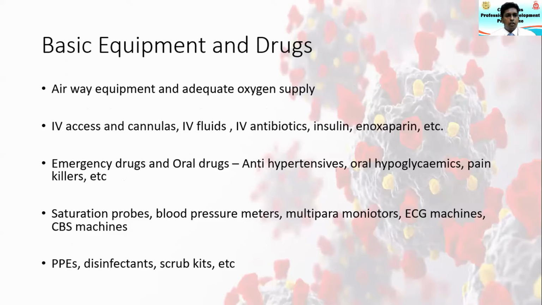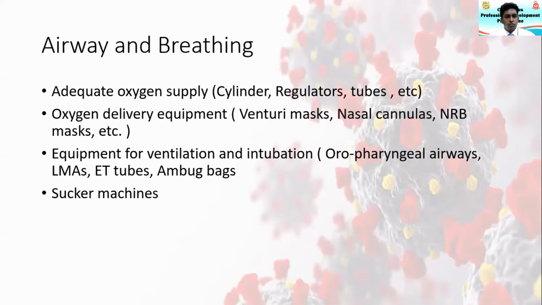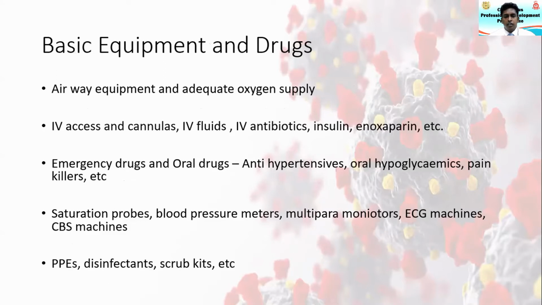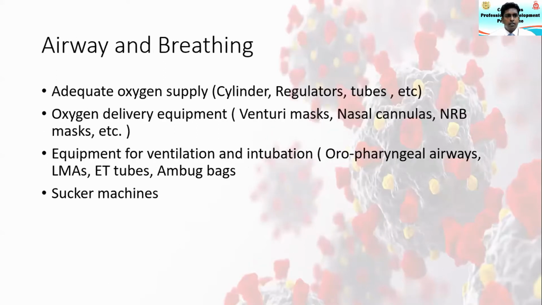The basic equipment is usual for any ward: management of the airway equipment, IV access, emergency drugs, saturation probes, and other necessary equipment as well as PPE. When we go along, we need these to manage our patients. We need an adequate oxygen supply, especially oxygen delivery equipment: Venturi masks, nasal cannulas, NRB masks, as well as oxygen regulators, cylinders, and equipment we need for intubation and Ambu ventilation, and suction machines.